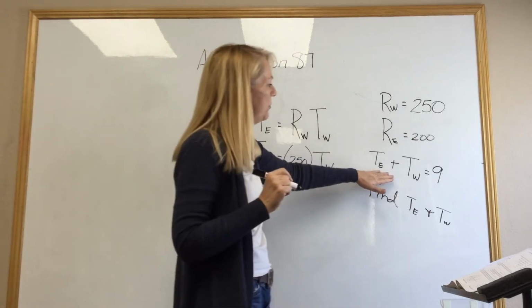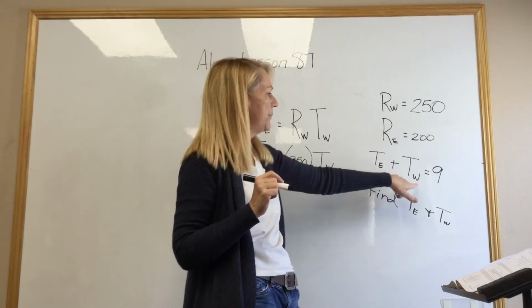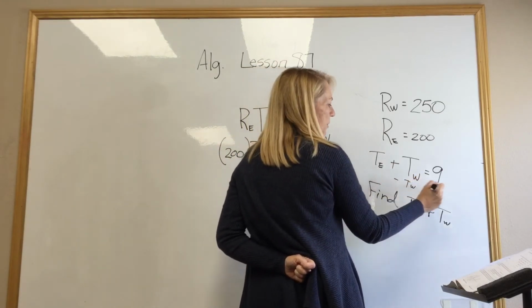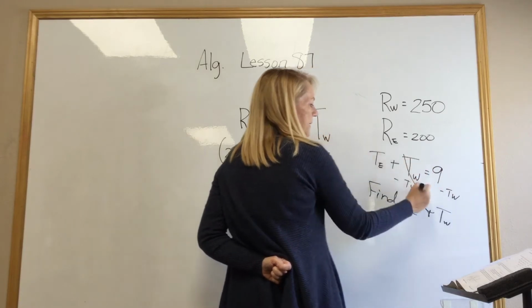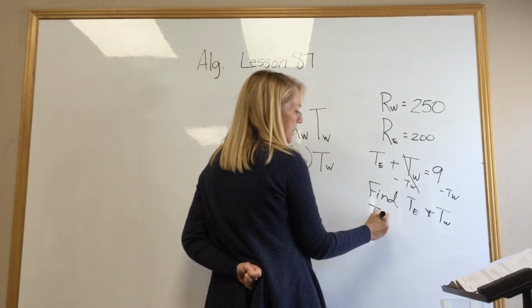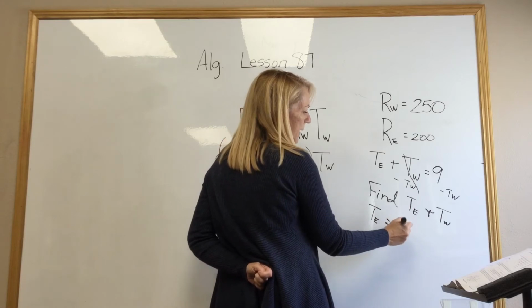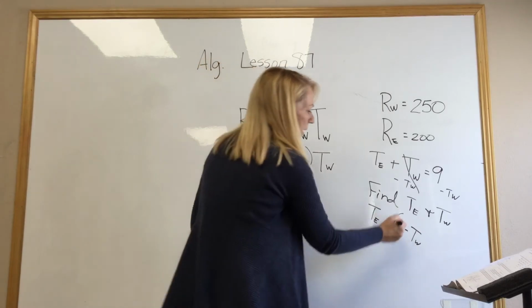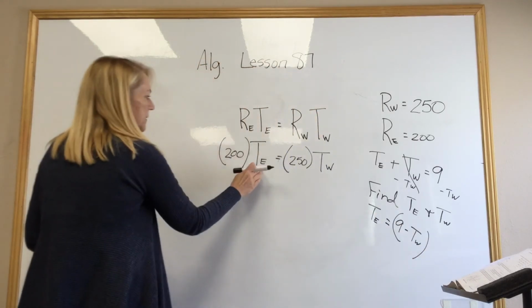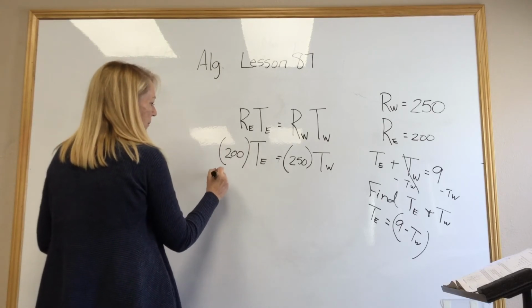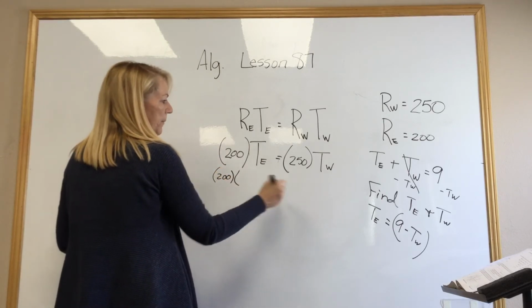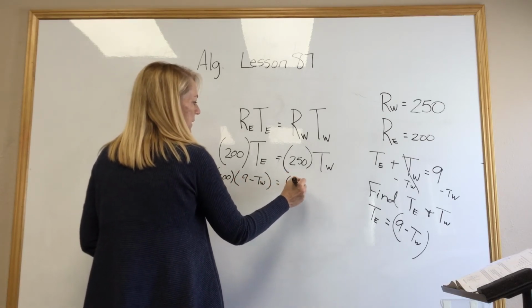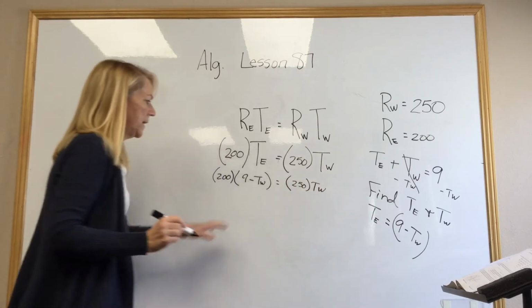But look here, I do know that if I add TE and TW, I get 9. So what I'm going to do is I'm going to isolate one of these. I'm going to subtract TW from both sides. That makes that go away, and that makes T subscript E equals 9 minus T subscript W. Do you see that? Now I can put that in where TE is. So I'm going to rewrite my problem, 200, and then I'm going to make 9 minus TW equals 250 times TW. See, now I only have one variable.